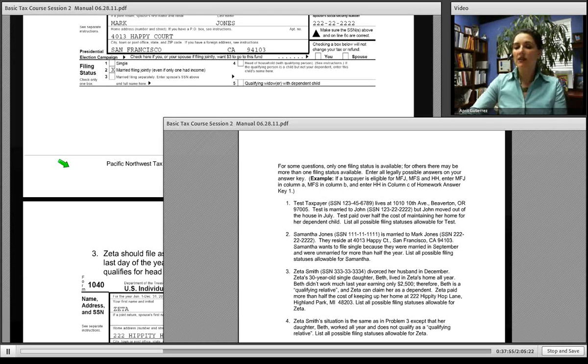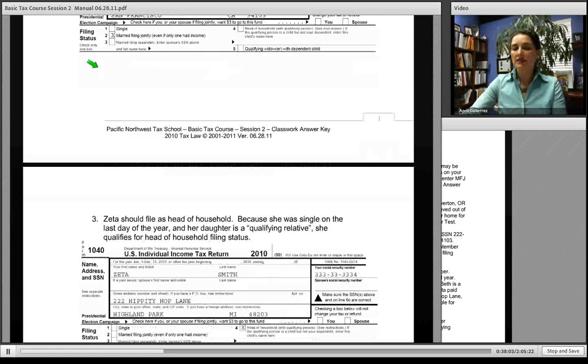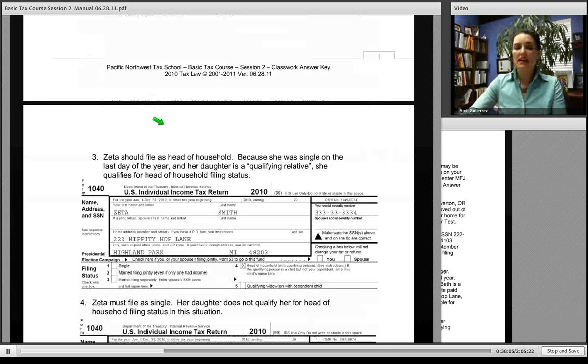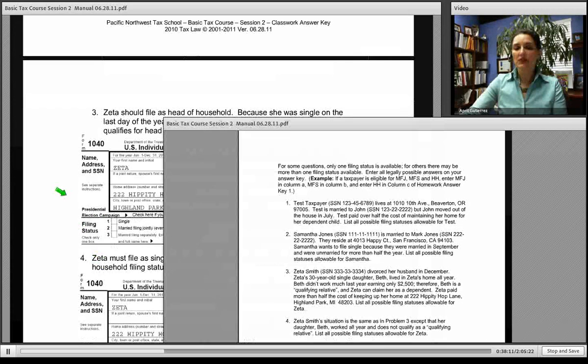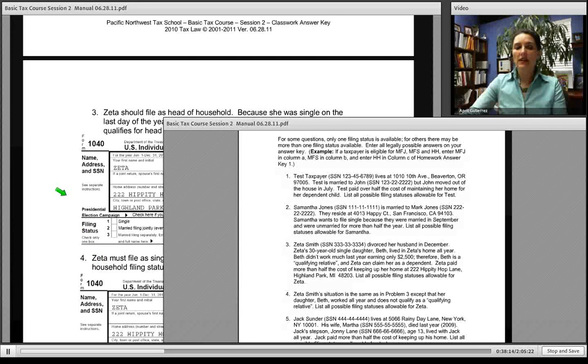Well, all possible filing statuses for Zetta is the homework assignment. The classwork assignment is to just figure the best or most ideal filing status for Zetta for tax purposes. And of course, she meets the qualifications for head of household. So we are going to select head of household as the most beneficial filing status for her. We enter her address.